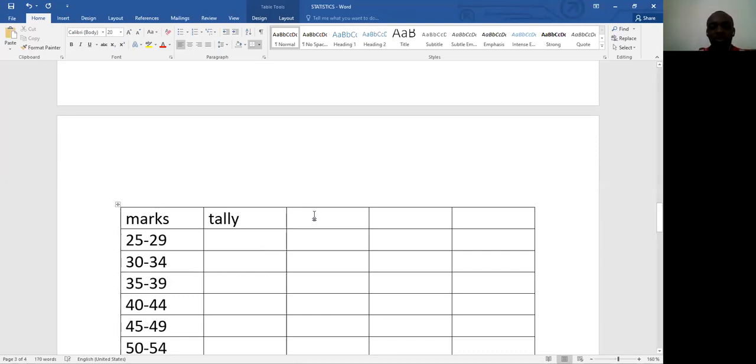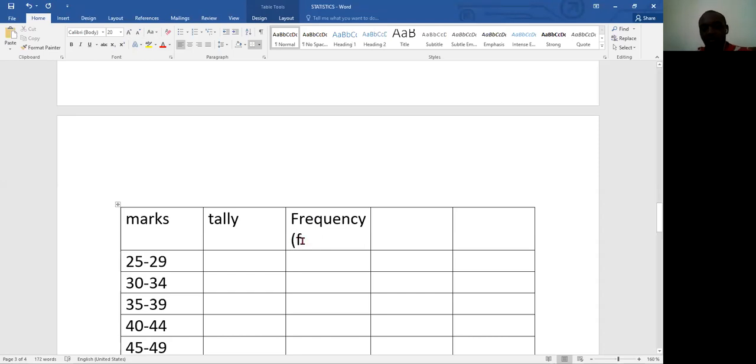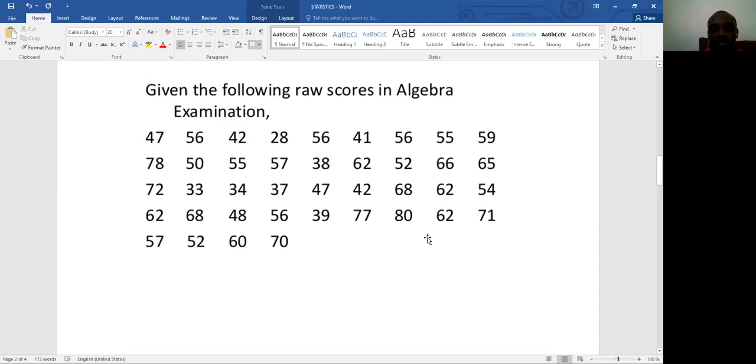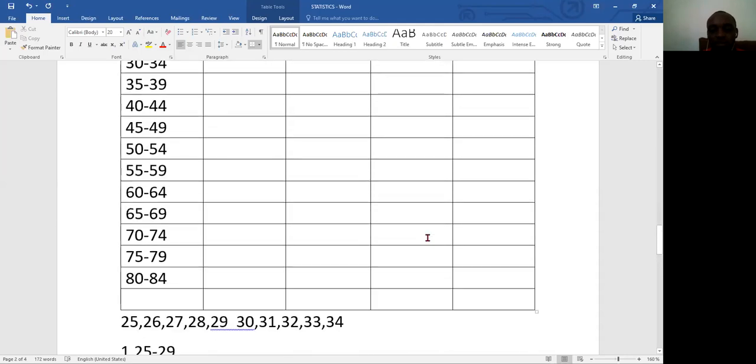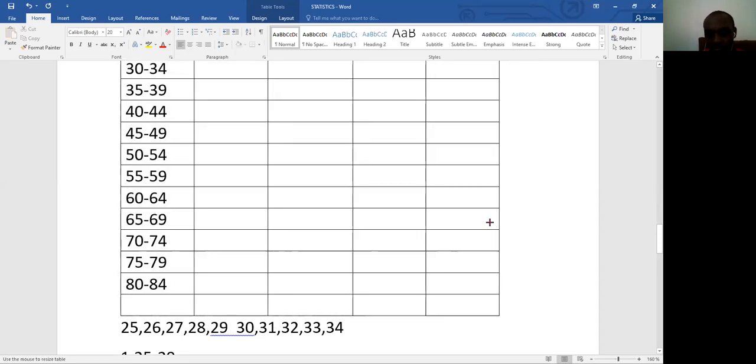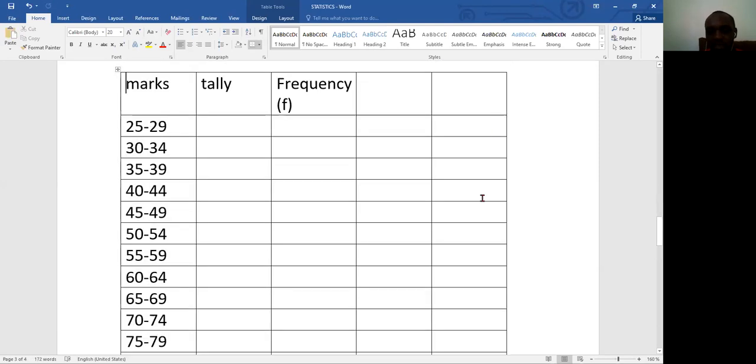Here we are going to have the column of frequency, F. Then here we are going to do the rest. So here, this task I'm going to do, I compress this table, then I make it big. This table, I can make it smaller, then I can make it bigger later.